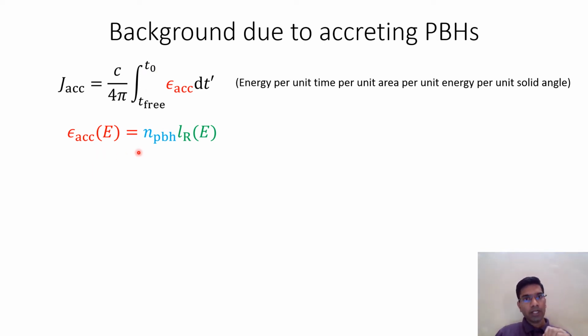So emissivity in turn can be estimated as the emission from a single accreting primordial black hole times the number density of such black holes. So over here the n_PBH is the number density and L_R is the emission for a single black hole.